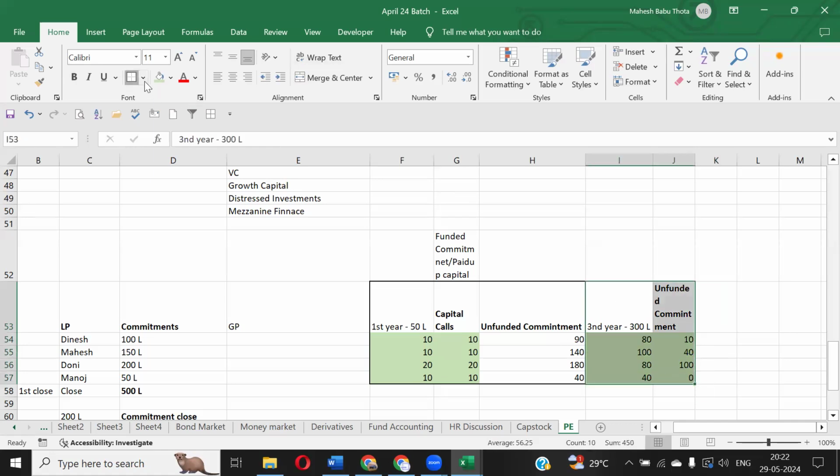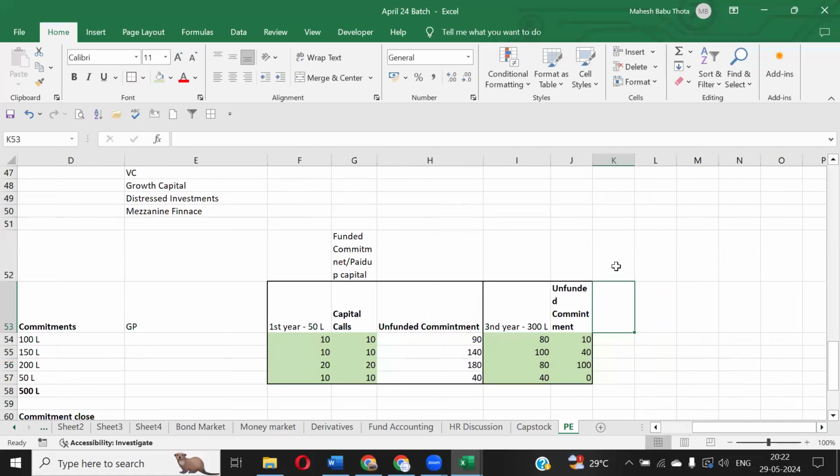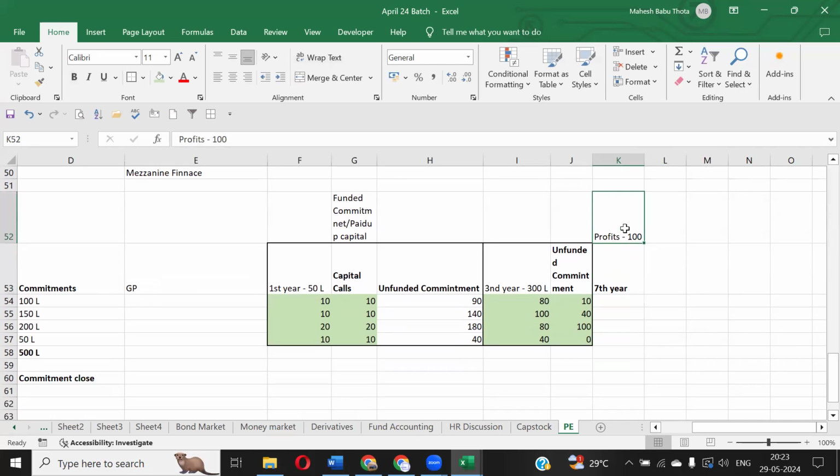Okay, let's assume from the third year, or maybe the 7th year, they have some profits. As a fund, they got a profit of 100 lakhs. Now they want to distribute this profit to these persons. How will they distribute?